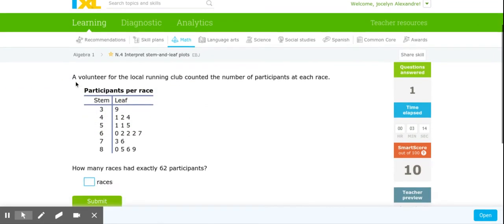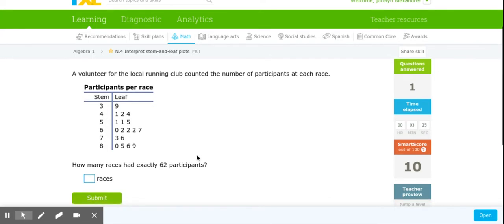All right, so a volunteer for the local running club counted the number of participants at each race. So we've got 39, 41, 42, 44, 51, and so on. How many races had exactly 62 participants? So let's see how many times the number 62 shows up in this table. We look at our 60 stem, and we've got 62 occurring 3 times. So there are 3 races that had 62 participants.